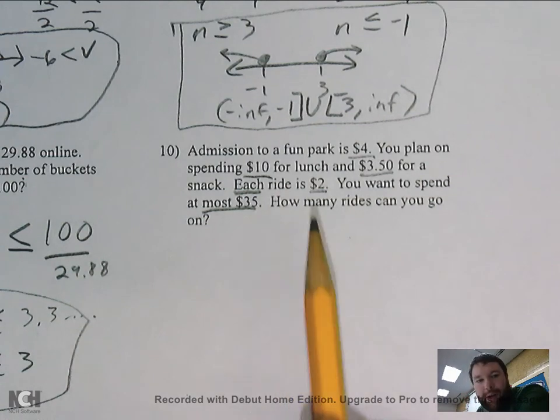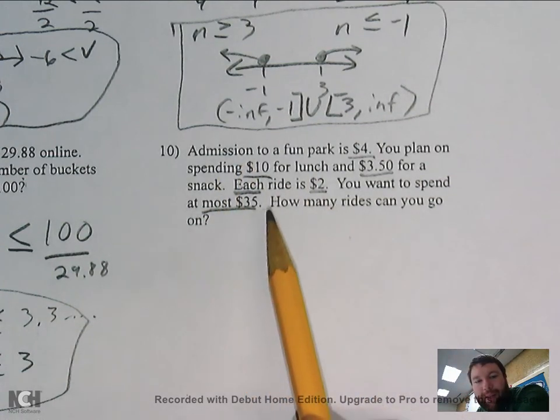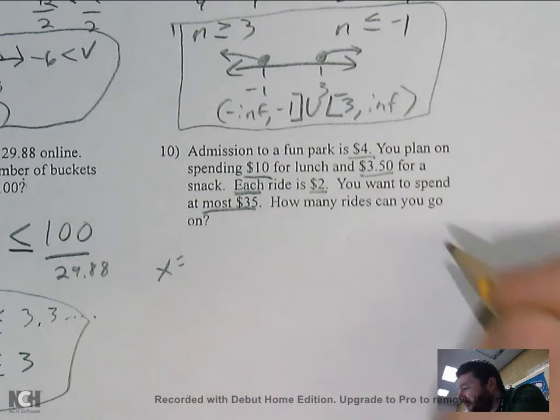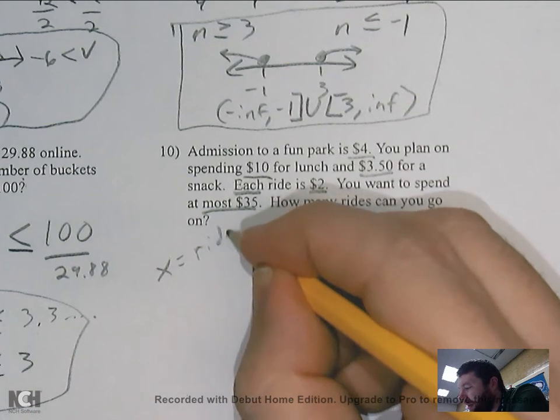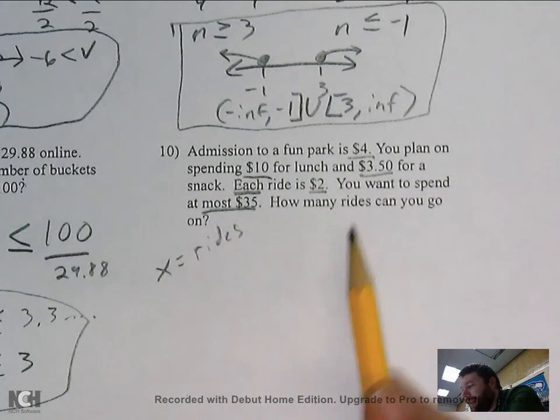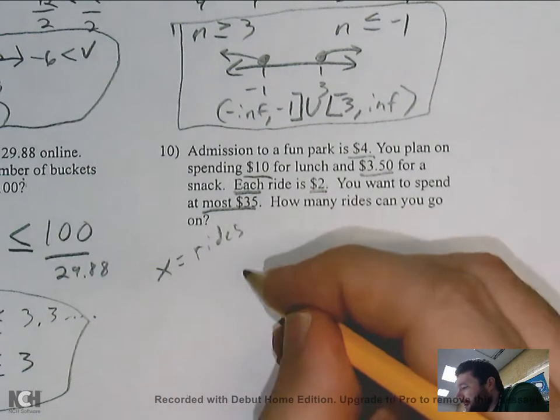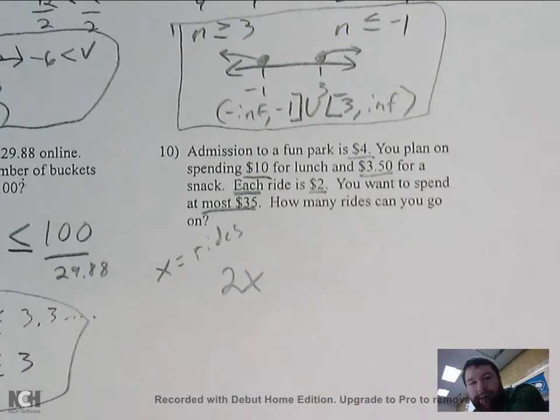So I usually start, when I have a problem like this, with setting up my variable. X is going to represent the number of rides I can go on, right? That's what I don't know. That's what it wants me to find out. I know that each ride is $2. So depending on the number of rides I go on, it would be an additional $2. So that would be 2 times X.